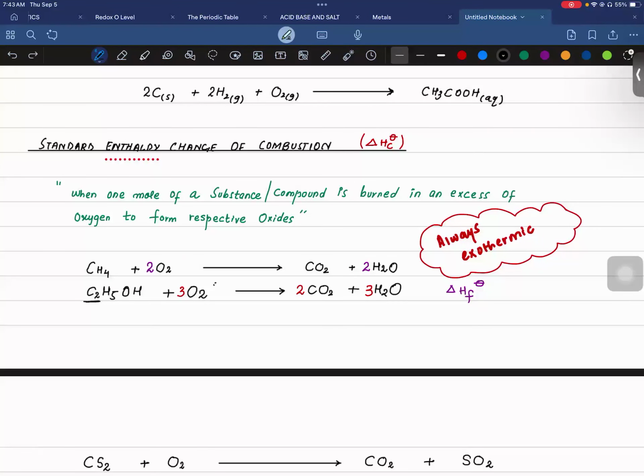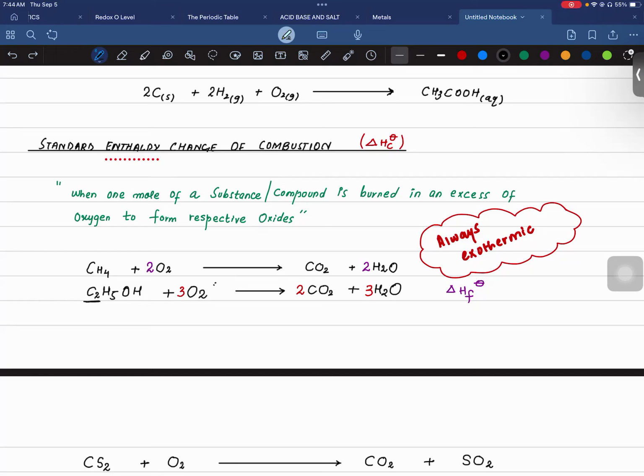Respective oxides means that if you have carbon, carbon dioxide would be formed. If you have nitrogen, nitrogen dioxide would be formed. If you have sulfur, sulfur dioxide would be formed. If you have phosphorus, phosphorus oxide would be formed. If you have silicon, silica would be formed. So basically, in combustion, you need to react your sample with excess of oxygen. If the sample is being burned in the presence of oxygen, they would be forming their respective oxides.